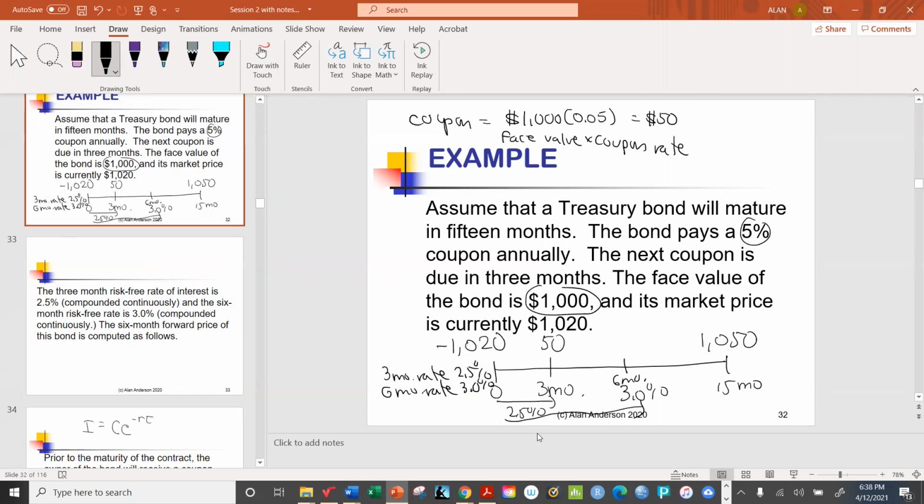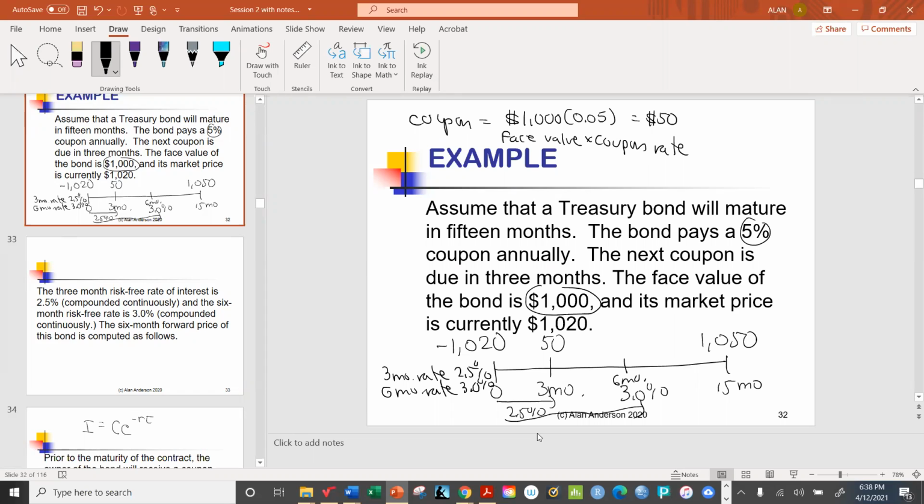Okay, all right, so let's see if we got this straight. We start by paying, oh, by the way, the current market price is negative. It's 1,020, which means that when we buy it, we're actually paying 1,020. So that outlay is 1,020. It's a negative number because we're paying for it.